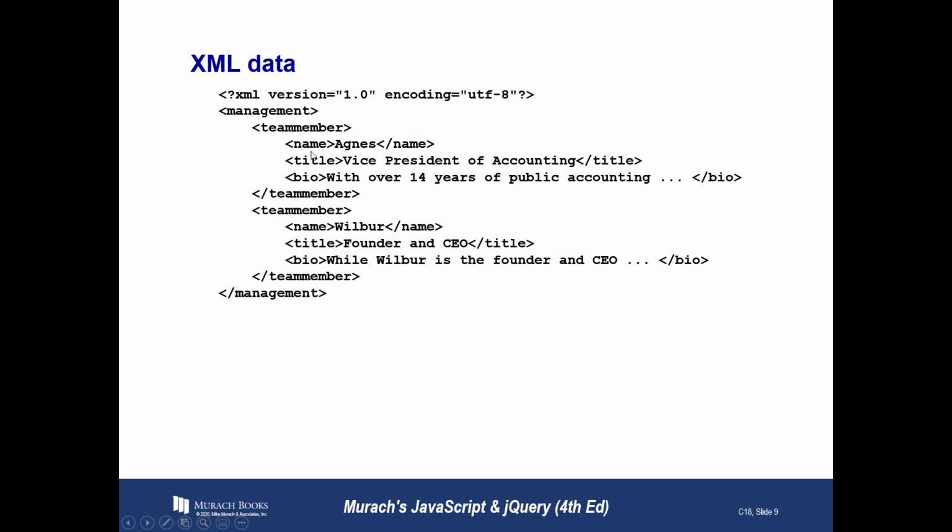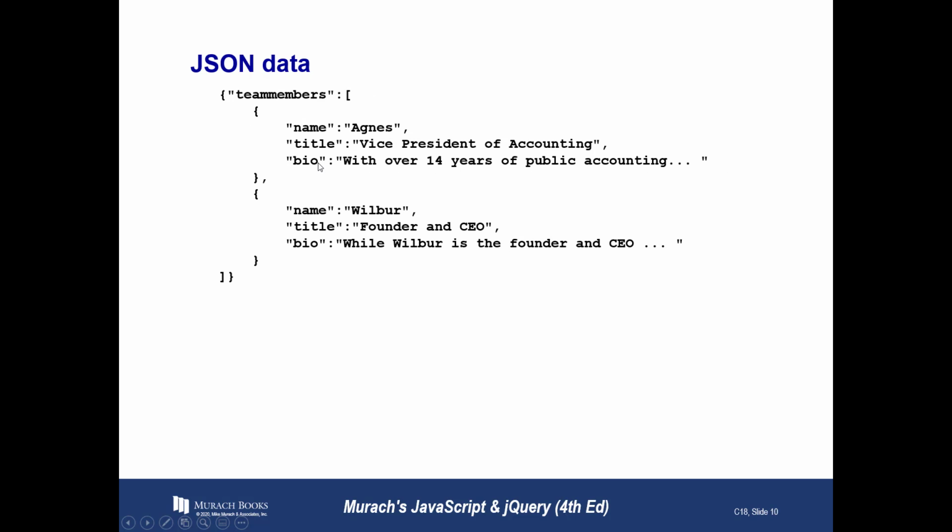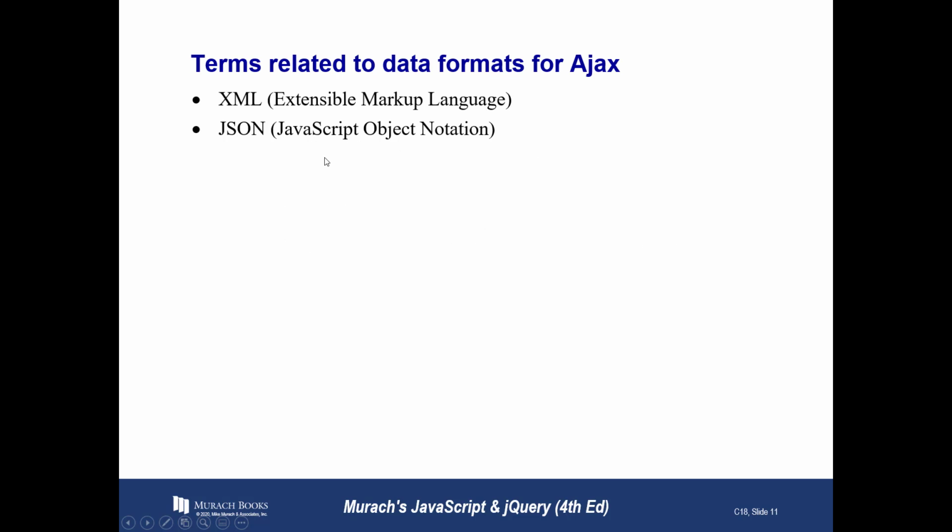So notice before we still had name, title, and bio. And we've got name, title, and bio. These are the keys. These are the values of the keys. And unlike JavaScript objects, where the keys do not have to be in double quotes, but the values do unless they're numbers, here both the keys and the values must be in double quotes. All right?